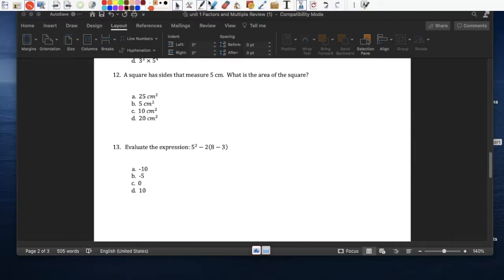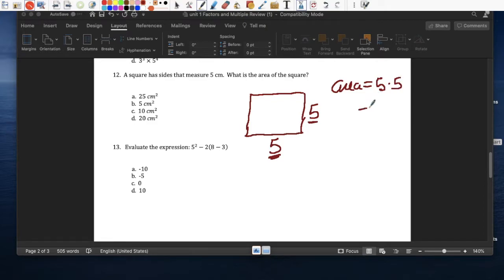12, a square. So again, think of this: a square has sides that are the same measure. So if it's a square, I know that this side is 5, that's 5, right? So how do we find the area? To find the area, we multiply this side times that side, and it's 5 times 5, which is 25.